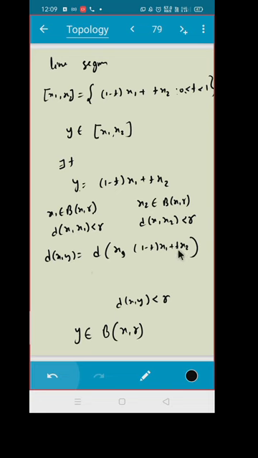First of all, do you understand what this thing is? 1 minus t x1 plus t x2. That is any element here. And what is your x? x is your center. So what are you calculating actually? You are calculating the distance between these two points.